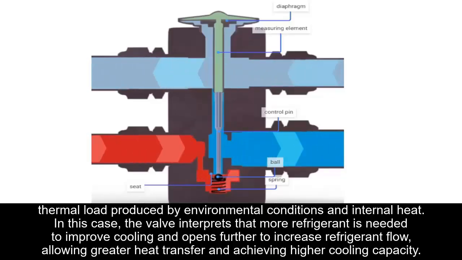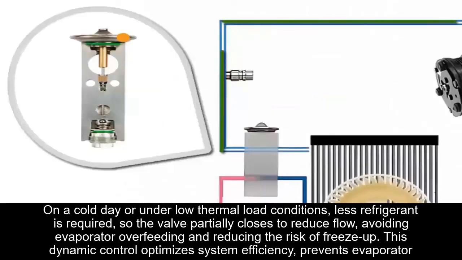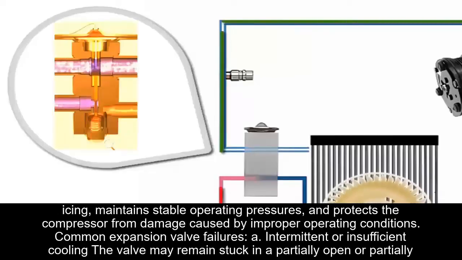On a cold day or under low thermal load conditions, less refrigerant is required, so the valve partially closes to reduce flow, avoiding overfeeding and reducing the risk of freeze-up. This dynamic control optimizes the system's efficiency, prevents evaporator icing, maintains stable operating pressures, and protects the compressor from damage caused by improper operating conditions.